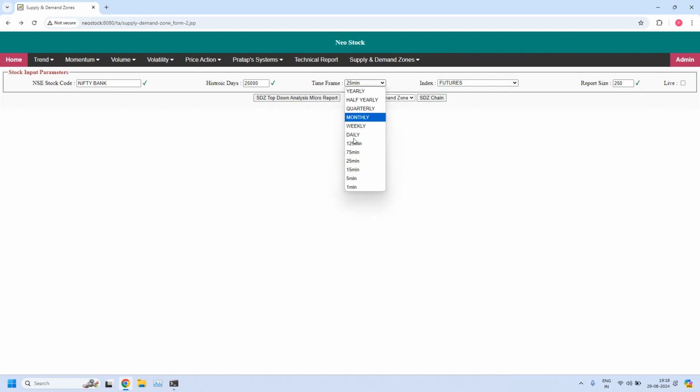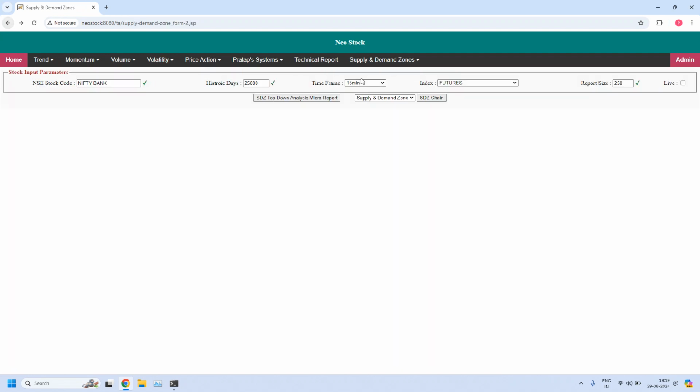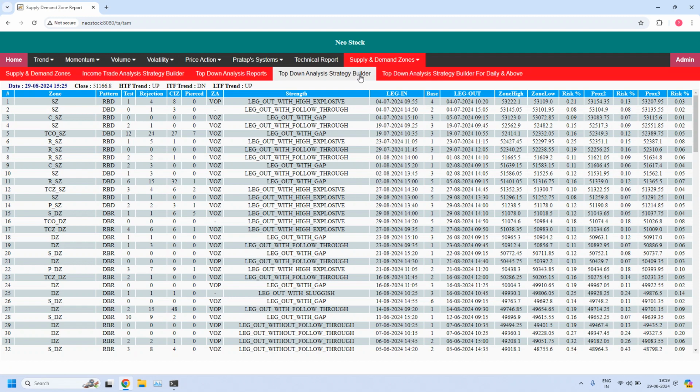The next time frame is 15 minutes. I'm generating 15 minute supply demand zone chain for Bank Nifty. The last time frame is 5 minutes. Let us generate 5 minute supply demand zone chain for Bank Nifty. So this is about Nifty, Bank Nifty supply demand zone chain. Next we will generate bullish and bearish trade setups for different income trades.